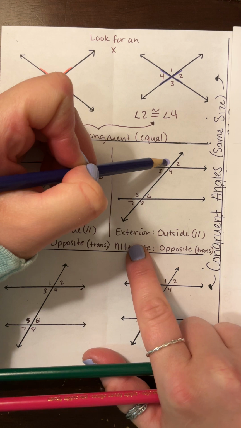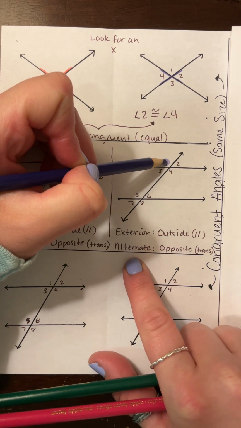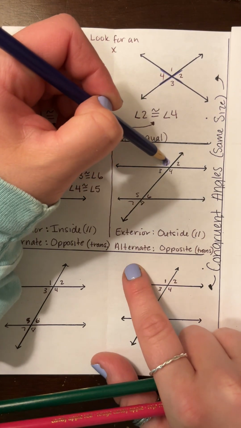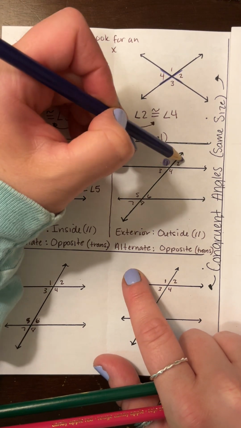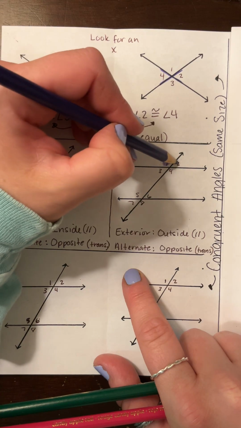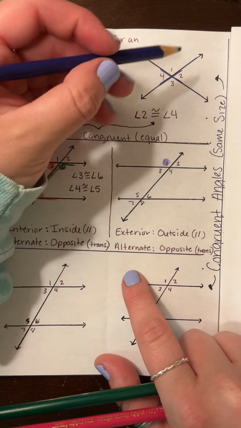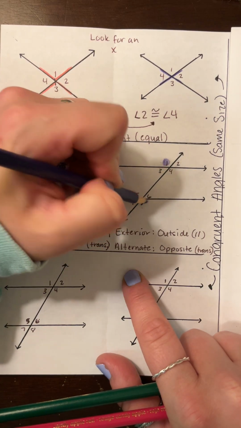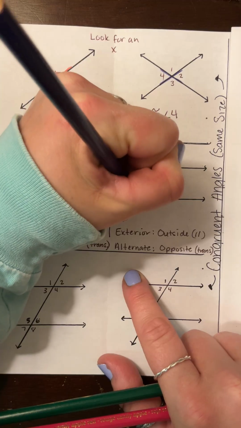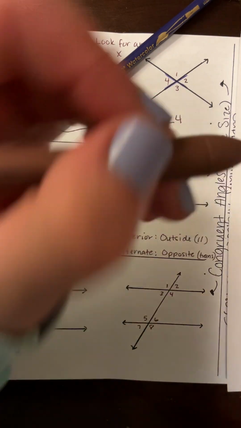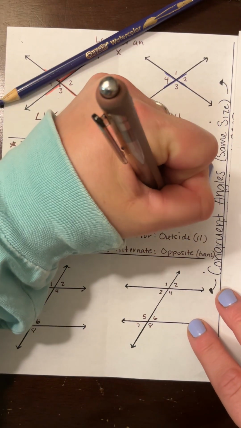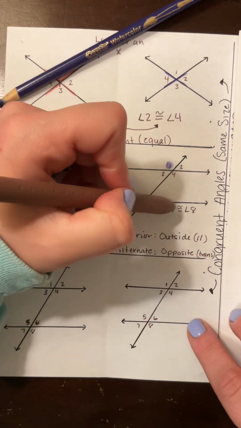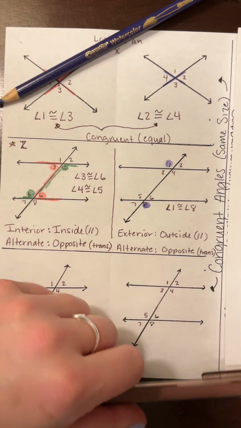Well, I want exterior, so that's what I have, and I want alternate, right? Now, they have to be the same size, right? So if you're looking at 1 and 2, again, don't overcomplicate it. Clearly, 1 and 2, this big wide angle and this little skinny angle, are not the same size. So we're looking down here. 1 is a big wide angle, so is 8. So our alternate exterior angles are 1 and 8, and we can write it as angle 1 is congruent to angle 8. And again, that's congruent. That means the same size.